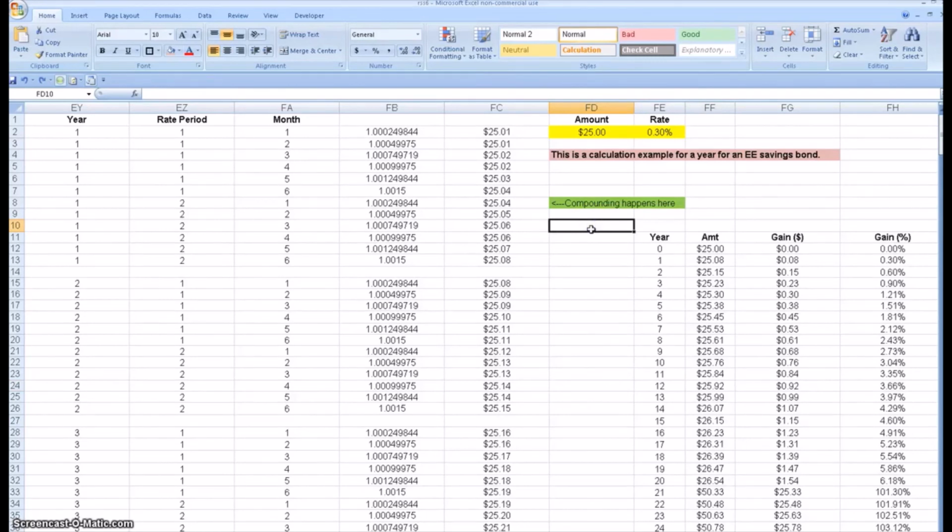I hope it helped. I think the main thing is just to read up on the rate periods and how these factors are calculated, and also make sure you understand what the compounding means.